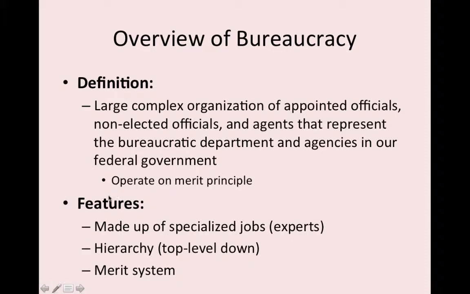There are some important key features to keep in mind when looking at the federal bureaucracy. First of all, these departments and agencies employ people who are considered experts in a specialized task or job. For example, the people who work for the Food and Drug Administration are going to be experts in the field of food standards, safety, drug standards, etc. There is also a hierarchical structure to the bureaucracy, meaning that authority is dictated from the top down and responsibility flows from the bottom up. And it is supposed to operate under the merit system, meaning that people must qualify and prove competency in order to be a part of the bureaucracy.